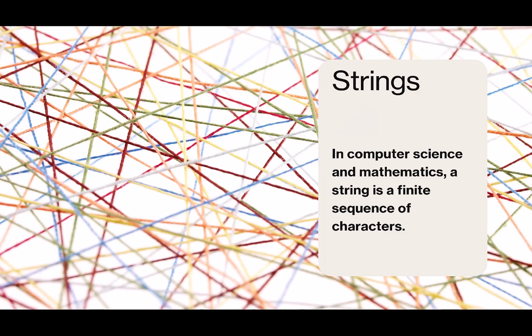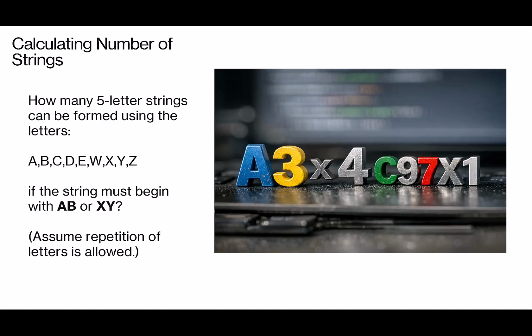And sometimes when we're talking about access codes, we're really looking at making strings. In computer science and mathematics, a string is a finite sequence of characters. Those characters could be numbers, letters, symbols, or a combination of those. So let's think about calculating the number of strings given this scenario. How many 5-letter strings can be formed using the letters A, B, C, D, E, W, X, Y, Z?